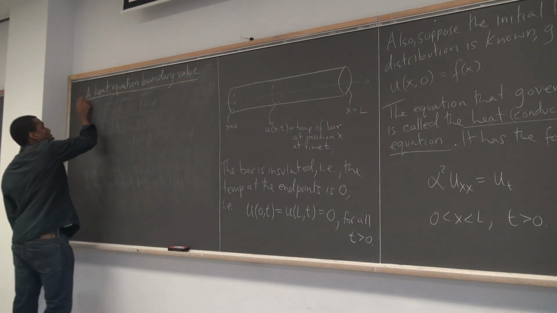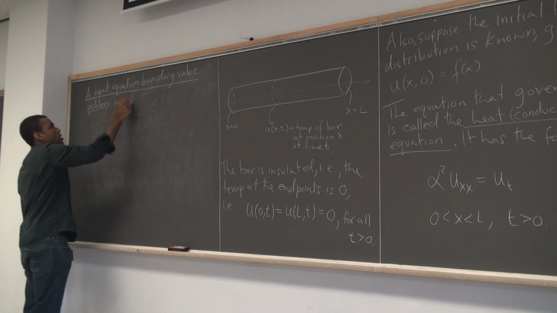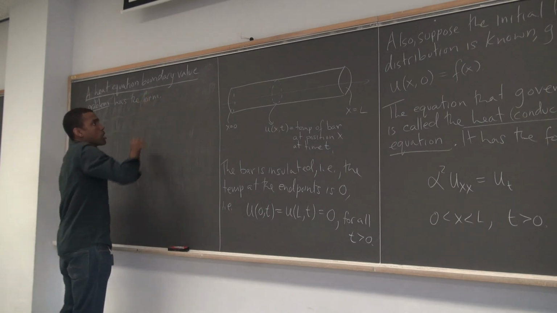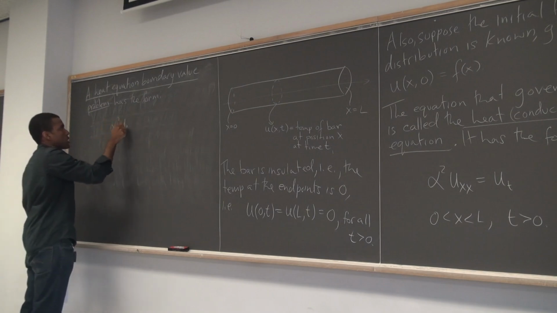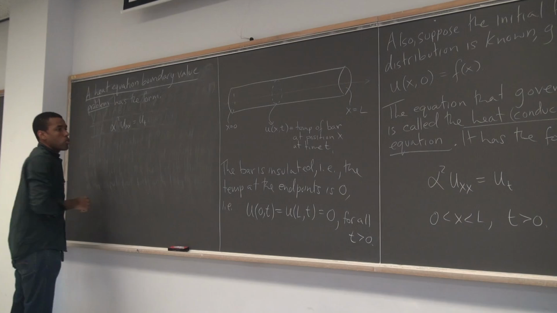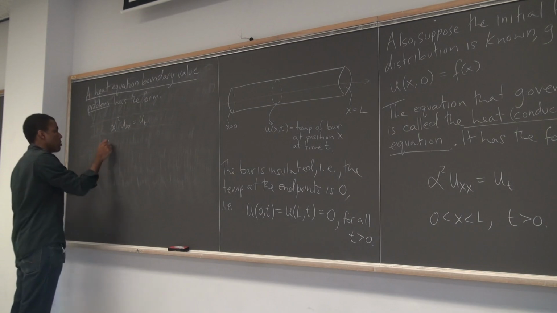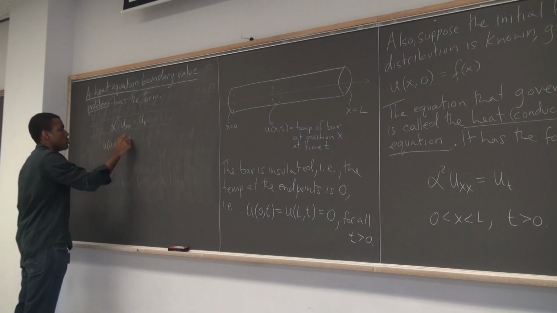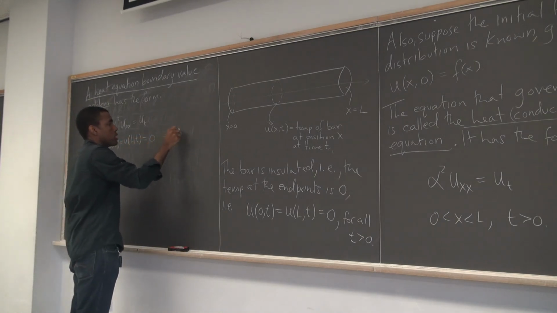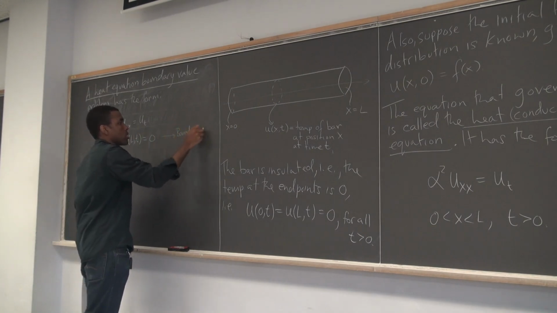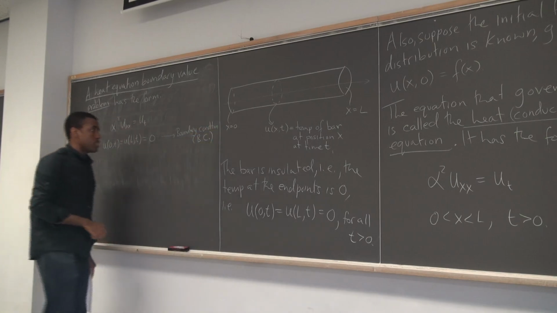It's called a boundary value problem, and it's the problem that we're going to want to solve here. You'll be given three things. You'll be given alpha squared u_xx equals u_t. You'll also be told whether it's insulated or not, so they'll tell you that u(0,t) is equal to u(L,t) equals 0. This is called the boundary conditions. I'll abbreviate it by BC from now on.